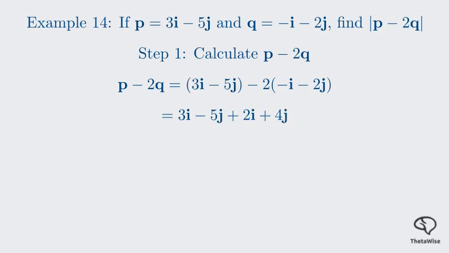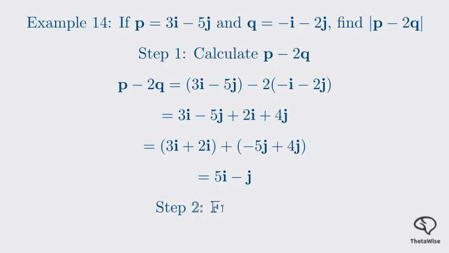Now we group the i components and the j components. Combining the terms, 3i plus 2i equals 5i, and -5j plus 4j equals -j. So the vector p minus 2q is equal to 5i minus j. We have completed the first step. The vector we need to find the magnitude of is 5i minus j.